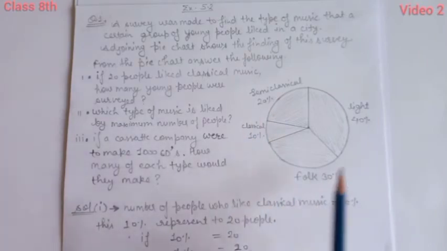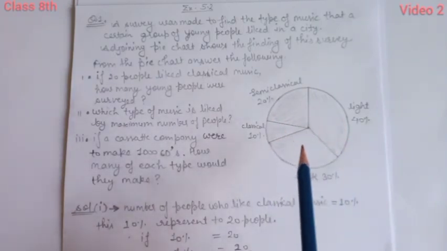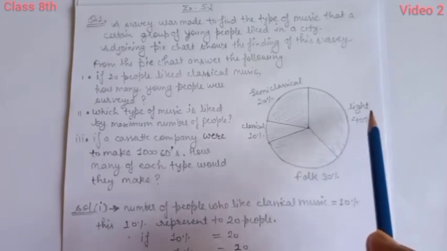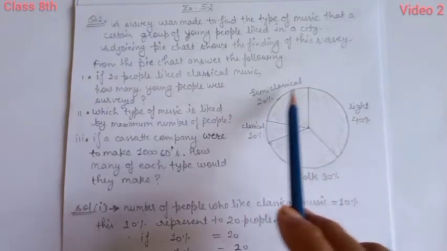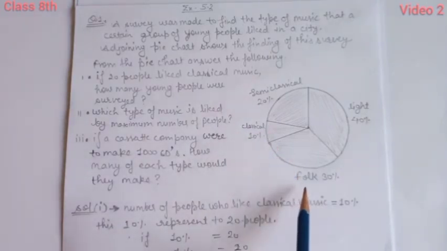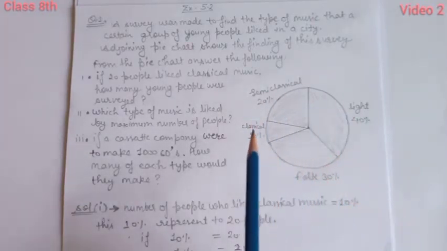So students, here a pie chart is given in which you can see 1, 2, 3, 4, 5 sectors that represent the percentage of people who like the music. So you can see here 40% people like light music, 20% like semi-classical music, 10% like classical, and 30% like folk. Okay students, by observing this pie chart we are able to answer here.